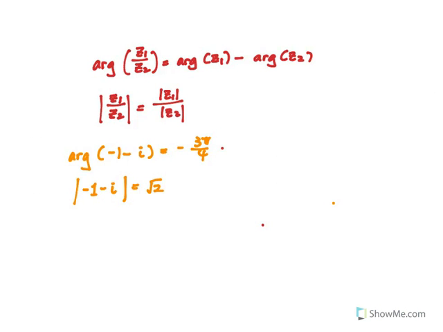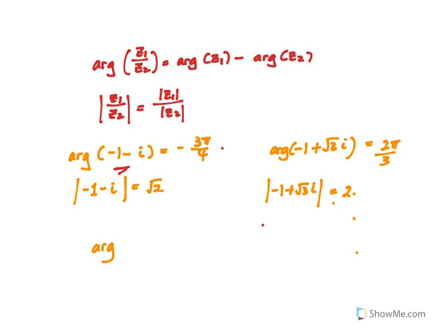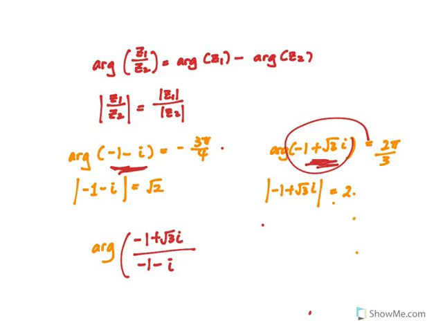Okay, from part C as well, -1 plus square root 3i, the argument of -1 plus square root 3i. I hope you can do this easily, even if we don't use part C. It's just 2 pi over 3, and the modulus of -1 plus square root 3i is equal to 2. Okay, and with that, if we are going to combine these two, remember this is the numerator for part D. This is the denominator for part D. So we want to find the argument of -1 plus square root 3i over -1 minus i.